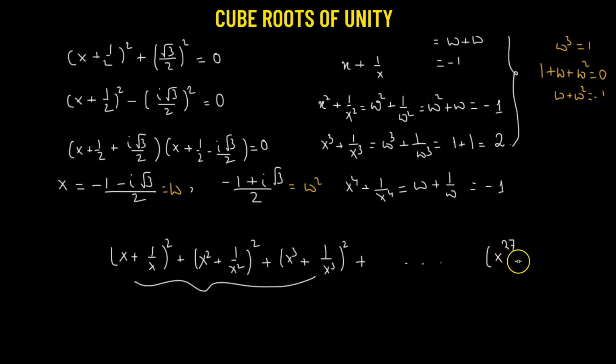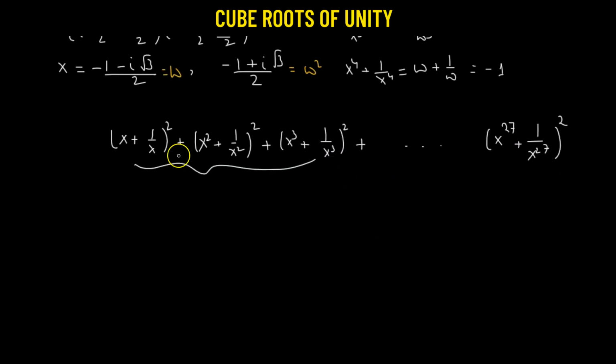which is (x raised to the power of 27 plus 1/x raised to the power of 27) whole raised to the power of 2. Now that means here we have 27 terms in total. Of all the 27 terms, we have the first 3 terms, starting with (x plus 1/x) squared, whose value is (-1) squared. Then we have (x squared plus 1/x squared) squared, which is also (-1) squared, plus (x cubed plus 1/x cubed) squared, so that's 2 squared. This is again going to get repeated for the next 3 terms. This repetition is happening 9 times, because 9 times 3 is 27, which gives us 27 terms.